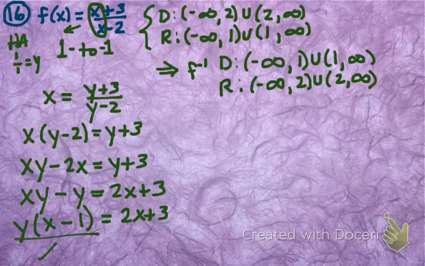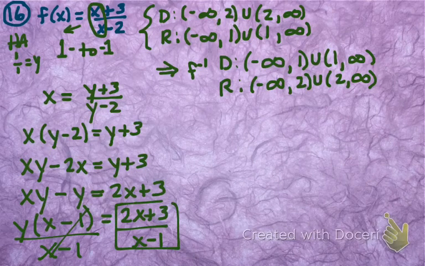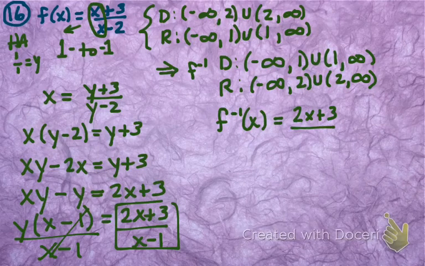And then I'm going to divide that x minus 1 off of both sides, and that leaves me my inverse function, which I now write in the answer box area. Wow, that was supposed to be an f, and it kind of stopped on me. F inverse of x equals 2x plus 3 over x minus 1.